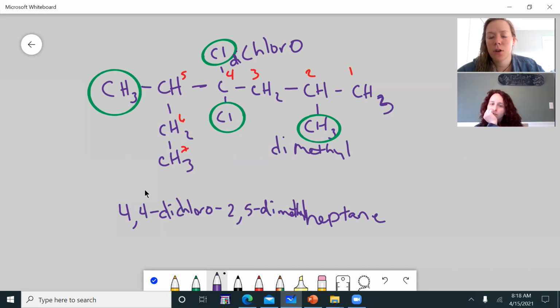Okay, so give yourself a note there that you want to be putting commas in there and dashes in between numbers and words. If you have a word and a word next to it, like the methylheptane or the dimethylheptane, you just smush that together.